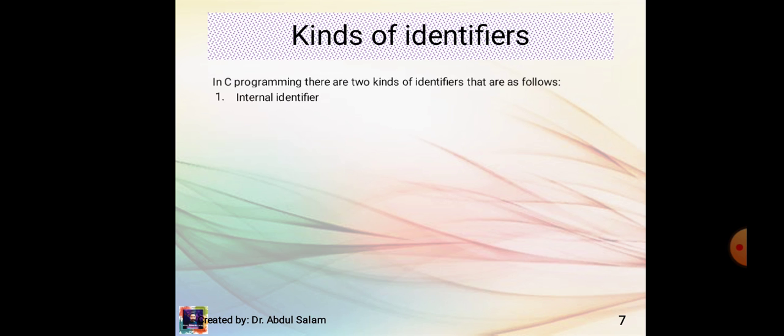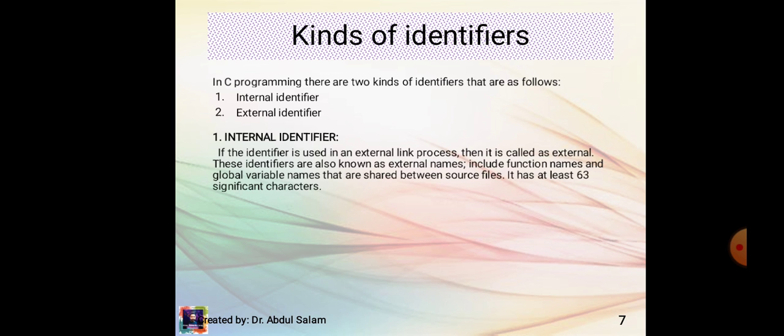So here are some kinds of identifiers. Number one is internal identifier and second one is external identifier. First of all, what is an external identifier? If the identifier is used in an external link process, then it is called external. Those identifiers are also known as external names, include function names and global variable names that are shared between source files. It has at least 63 significant characters.